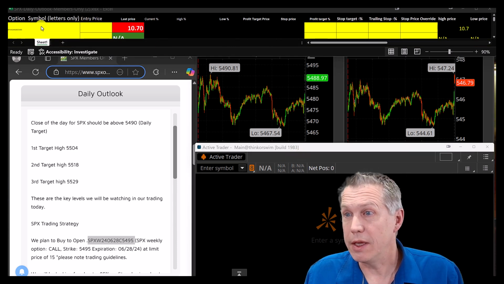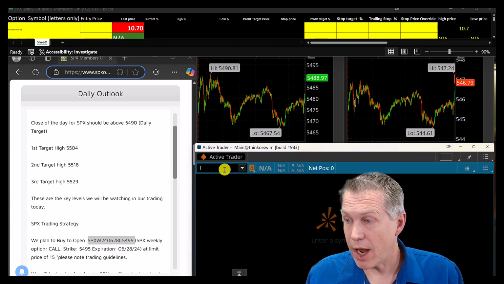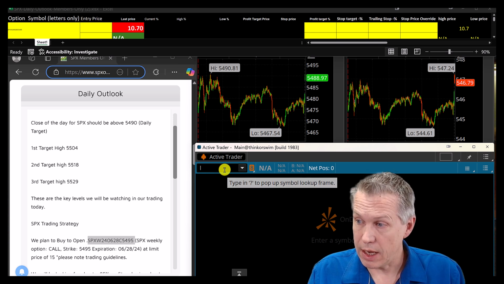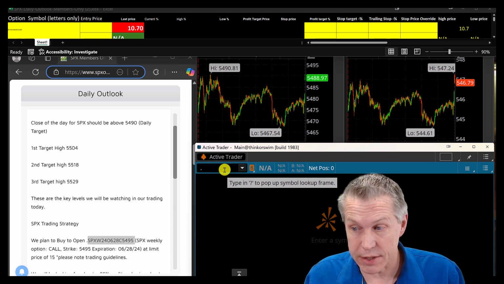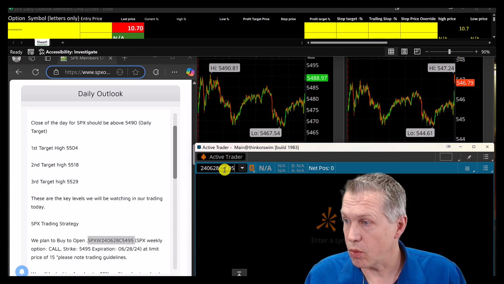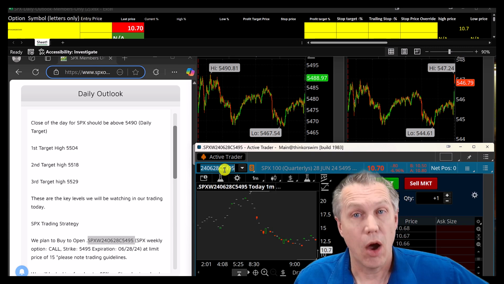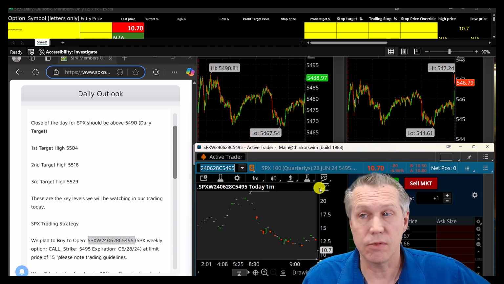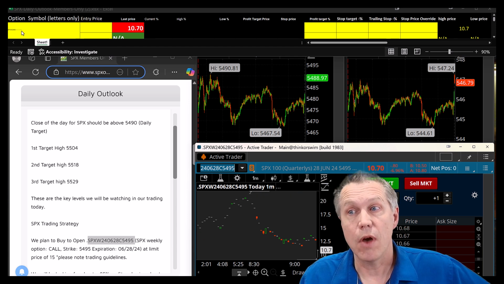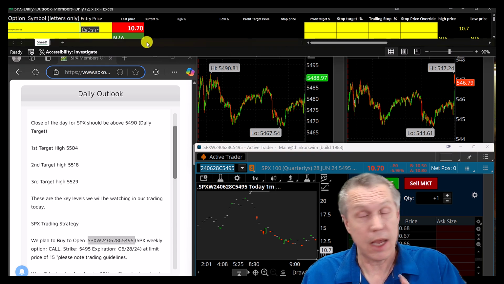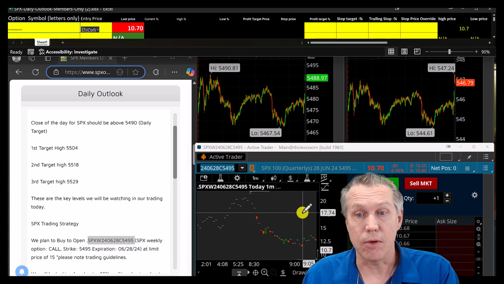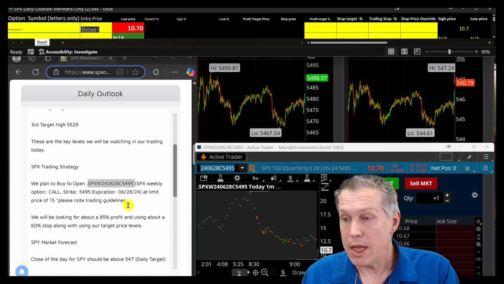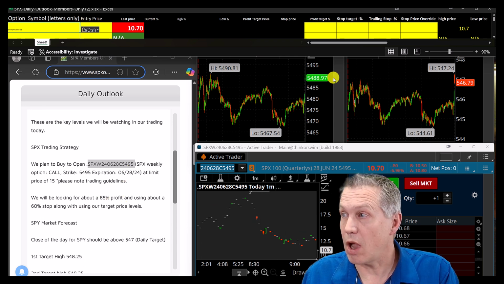Once we have the information in Excel, we come down to our active trader, and we're going to hit a period first, because when you copy and paste quickly, it often doesn't get that period, and then just Control-V and enter, and our information is now in our active trader as well. So we have our information up in our Excel spreadsheet now, and we also have it down in the active trader.